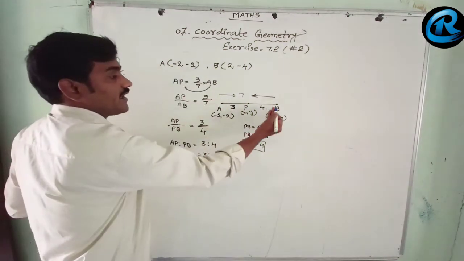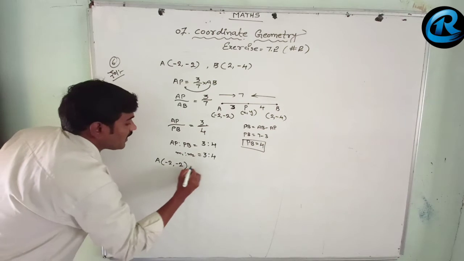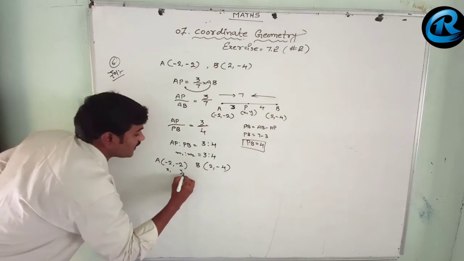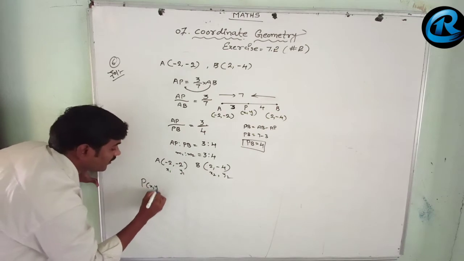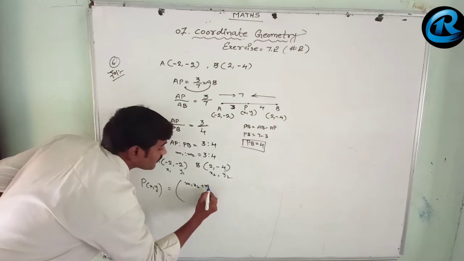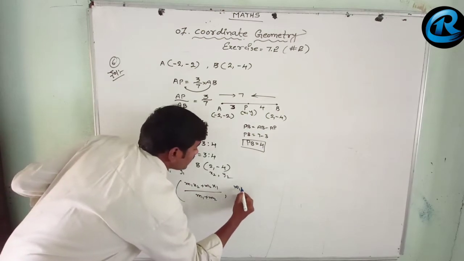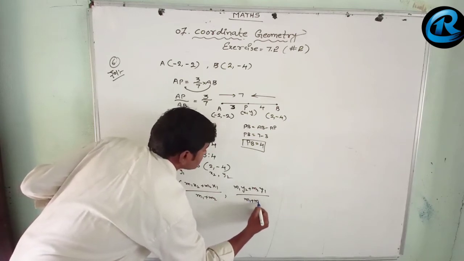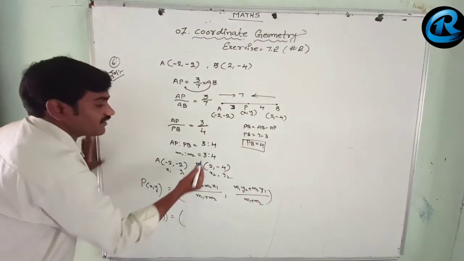And the 2 points are given, A and B. Point A is (-2, -2) and point B is (2, -4), where these are x1, y1 and x2, y2. So let us use the section formula to find out the point P. P(x, y) equals ((m1 x2 plus m2 x1) by (m1 plus m2), (m1 y2 plus m2 y1) by (m1 plus m2)).